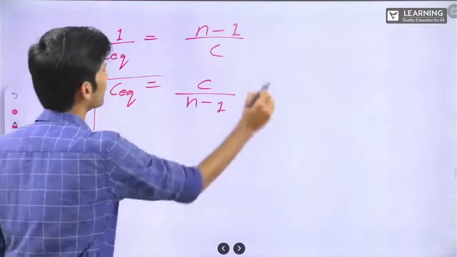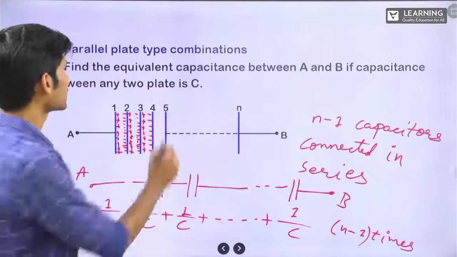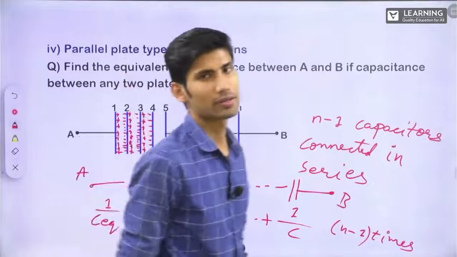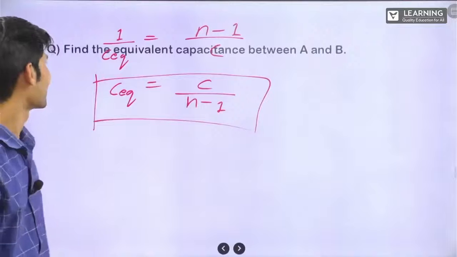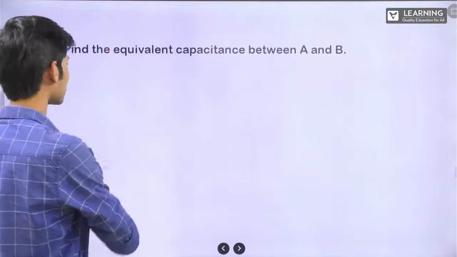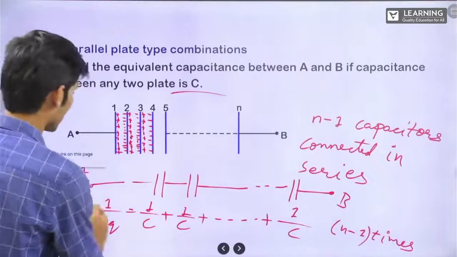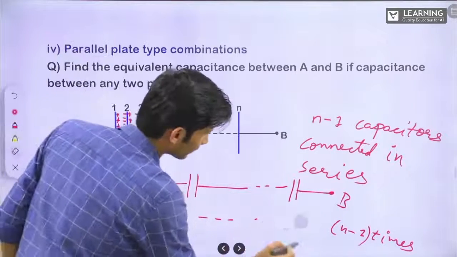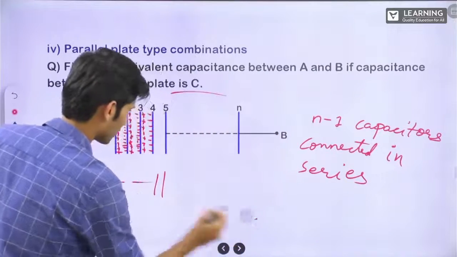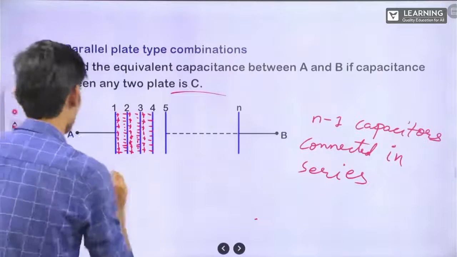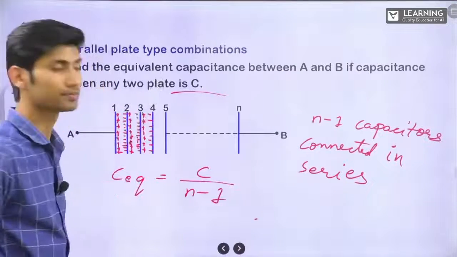There was no need to write so much. It was easily understandable. If n minus 1 capacitors are connected in series, and all the capacitances are C, the equivalent capacitance will be C upon n minus 1. Clear? Next. Something more interesting. Okay, let me just write it here. I'm writing directly, okay? C equivalent is equal to C upon n minus 1. Fine. Next.